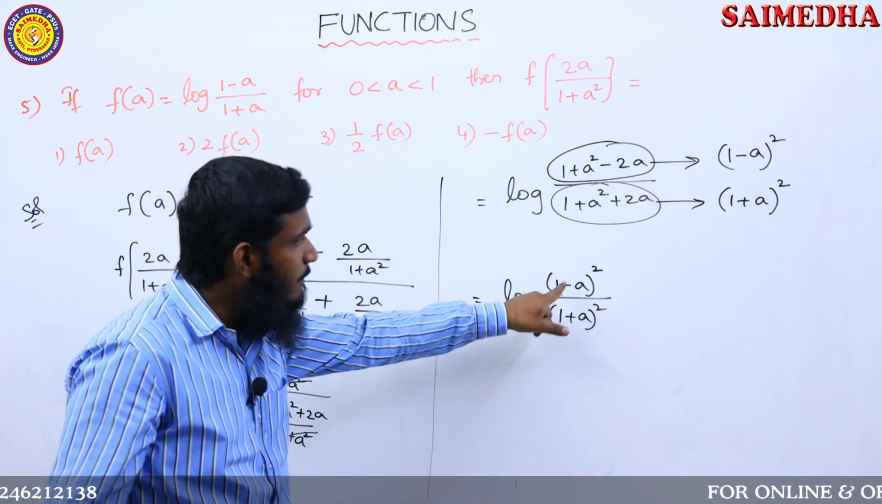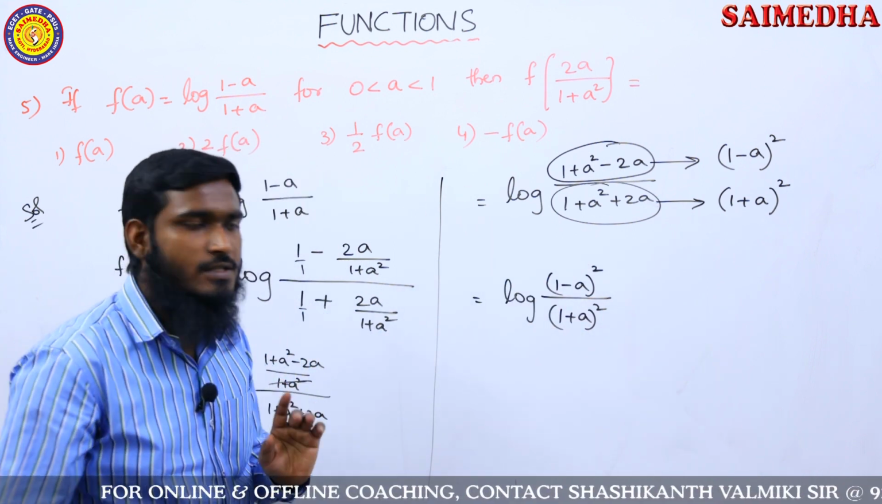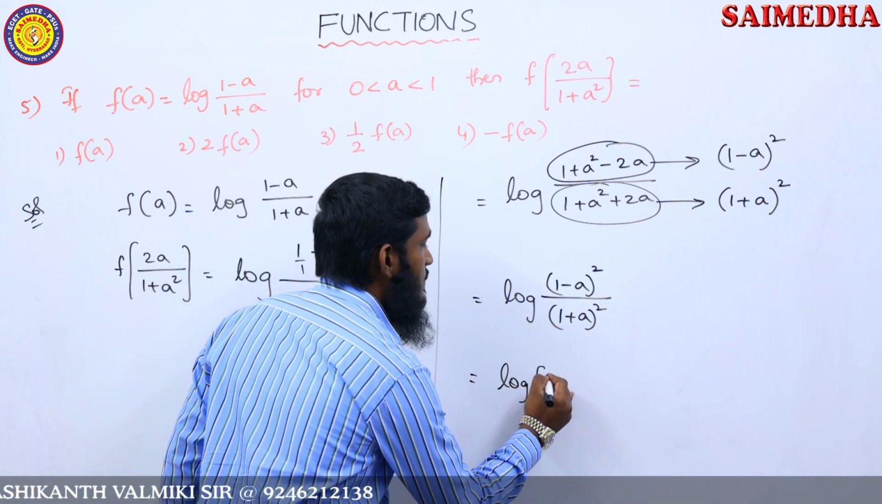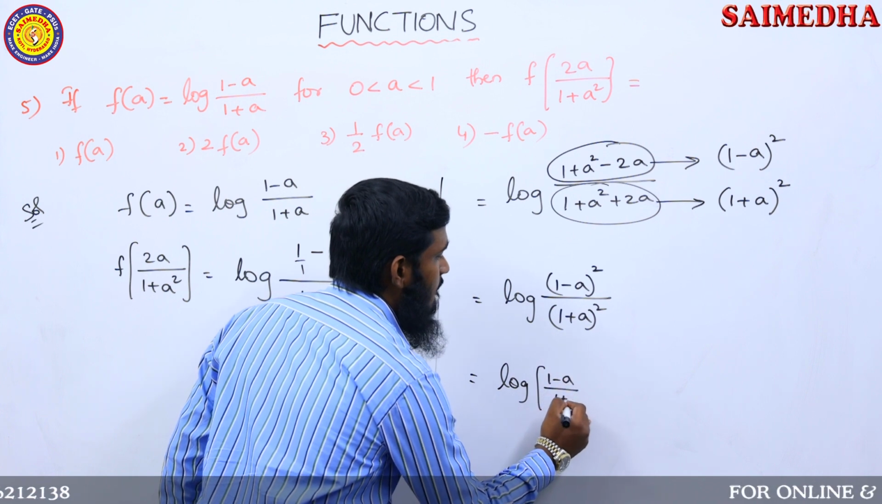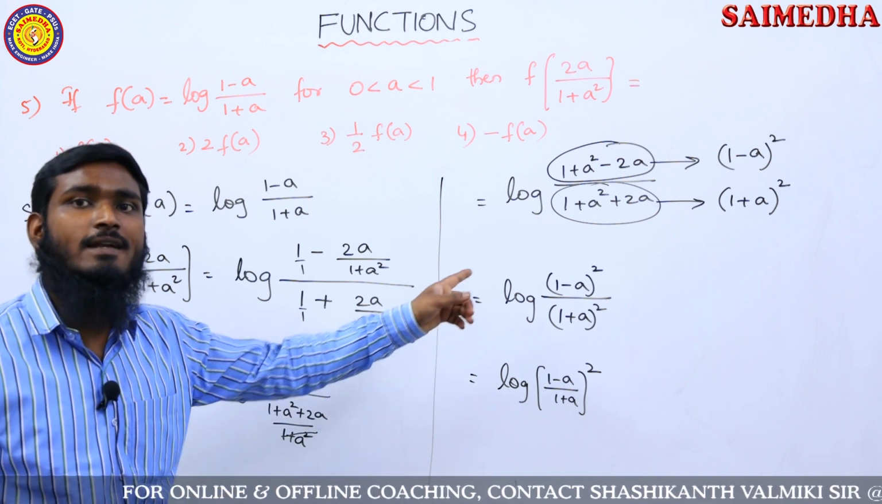Now in this complete part we have the square in the numerator and also in the denominator. So the log part we write as it is, and in this part (1 minus a) divided by (1 plus a) we write as a whole square.